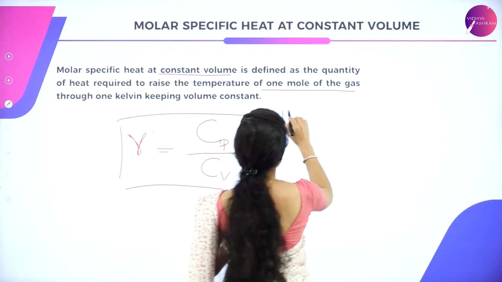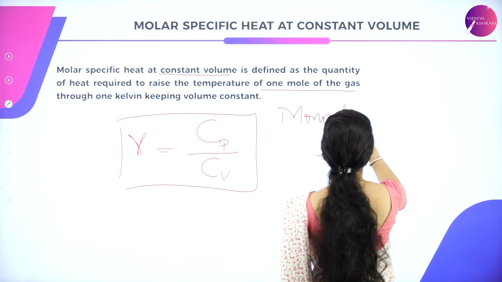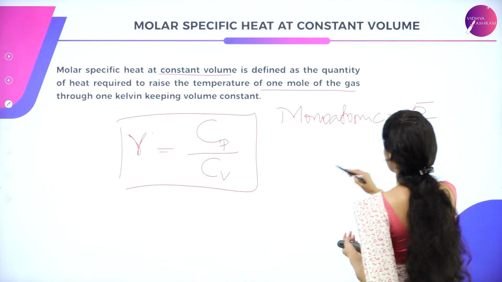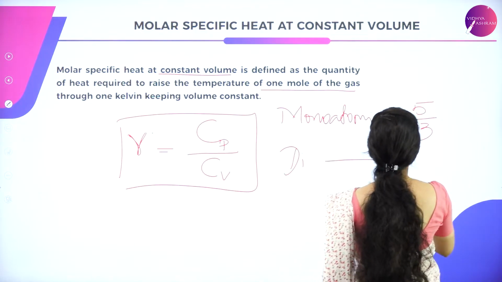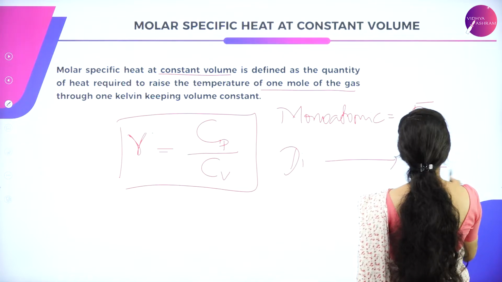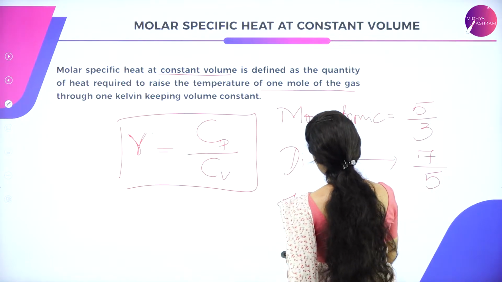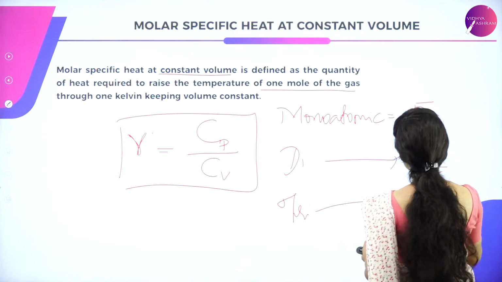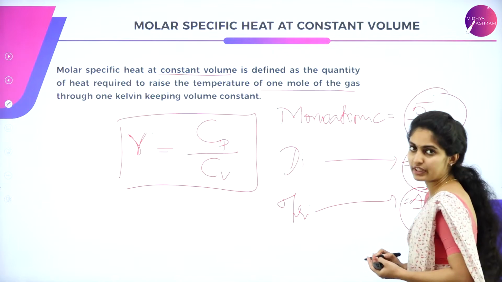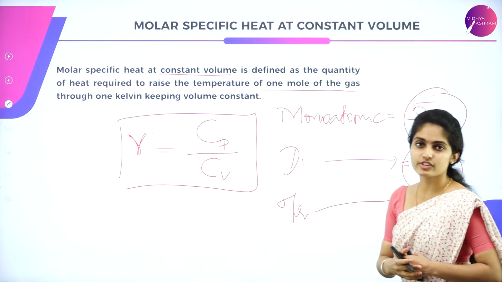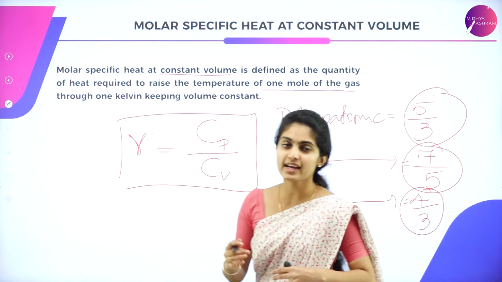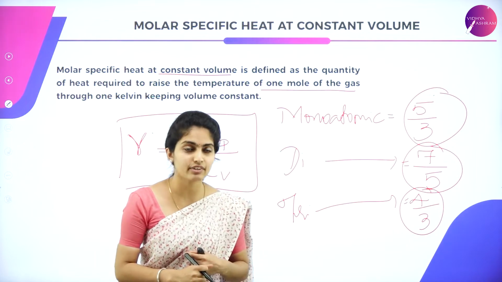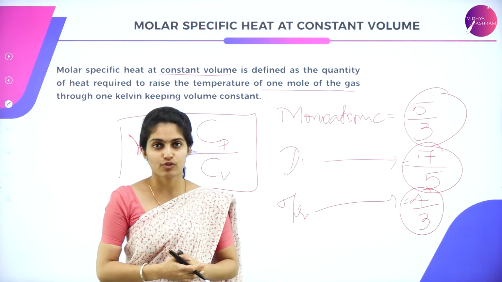For monoatomic gases, we have 5 by 3. For diatomic gases, we have 7 by 5. And for triatomic gases, we have 4 by 3. So these are the values of gamma, that is the ratio of specific heats in terms of constant pressure and constant volume, and in terms of atomicity: monoatomic is 5 by 3, diatomic is 7 by 5 and triatomic is 4 by 3.